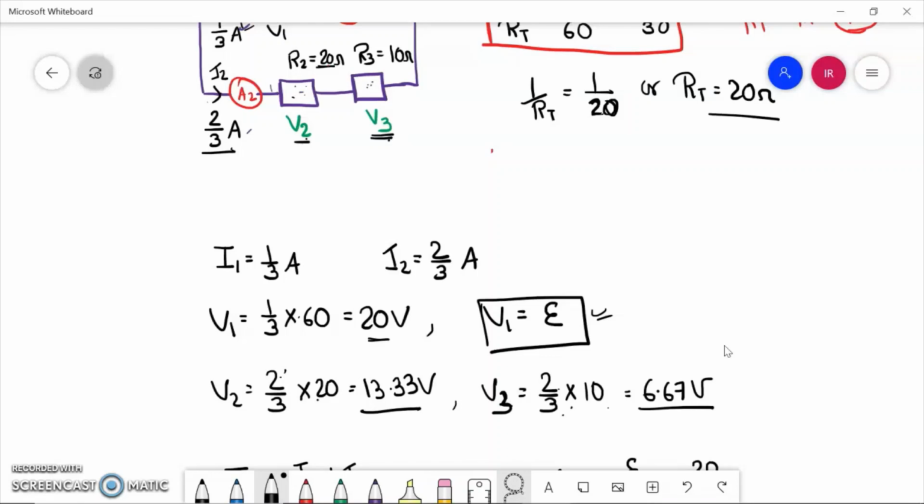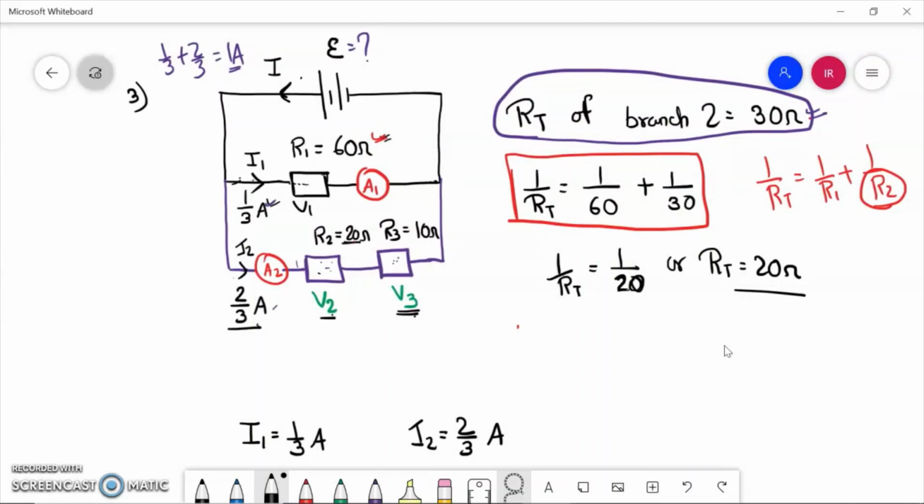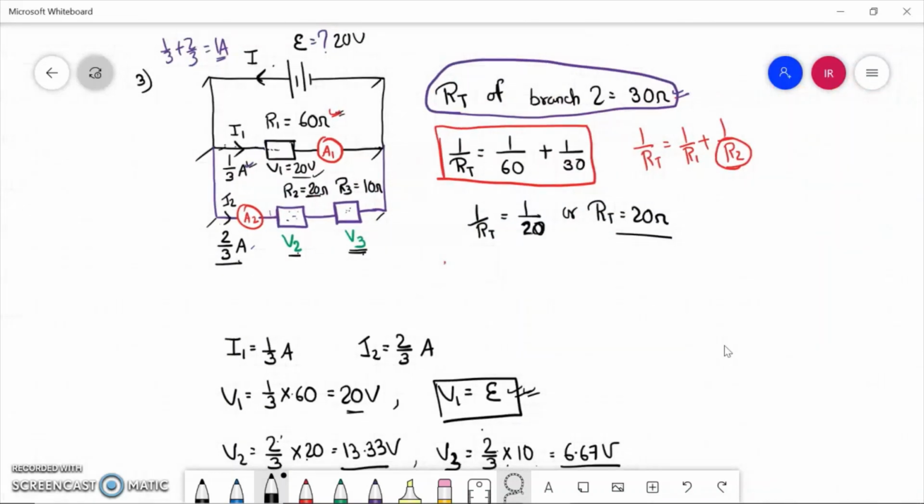Now, there is another property of a parallel circuit we must know: the voltage across each branch remains the same. That is, if the first branch has a total voltage of 20 volts, the second branch should also have a total voltage of 20 volts, and the EMF should also be 20 volts. We found the first branch to have a voltage of 20 volts, and from there V1 should be equal to EMF. Whatever the branch 1 voltage is, if it's 20, the EMF should also be 20. And branch 2 should also have a total voltage of 20 volts.